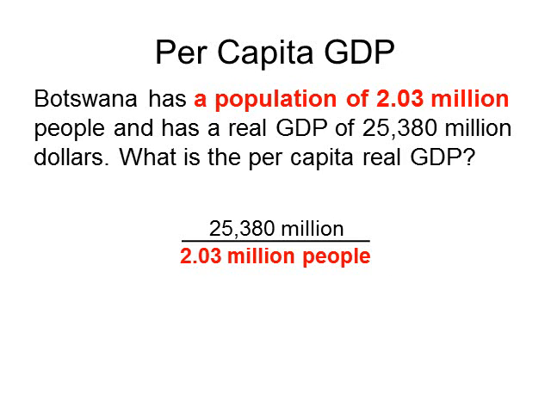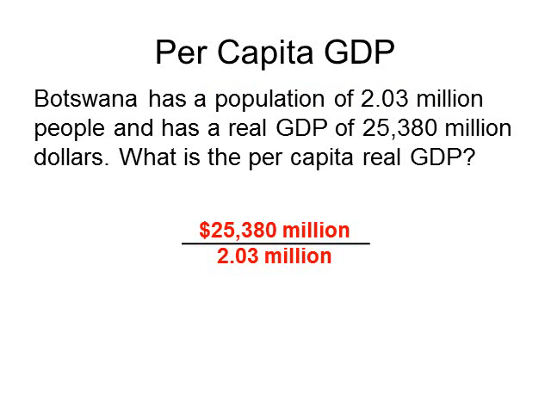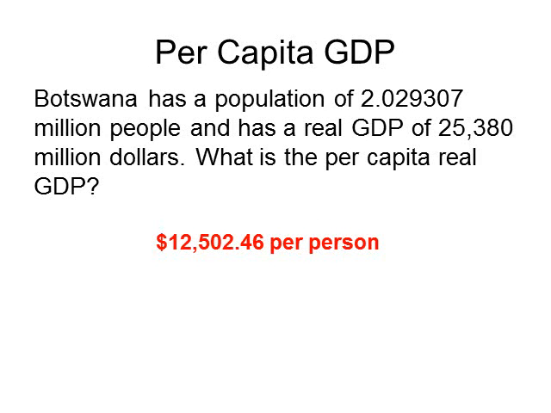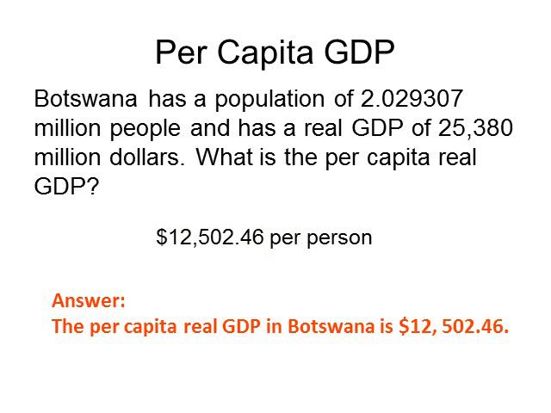Next, we will do the calculation. The fourth step is to divide 25,380 million by 2.03 million. The result of the division is $12,502.46 per person. So the real per capita GDP of Botswana is $12,502.46.